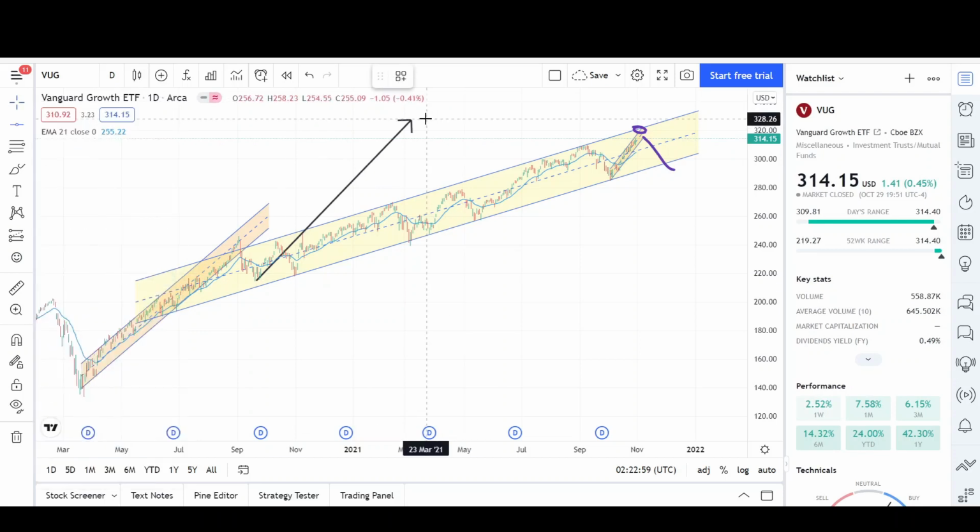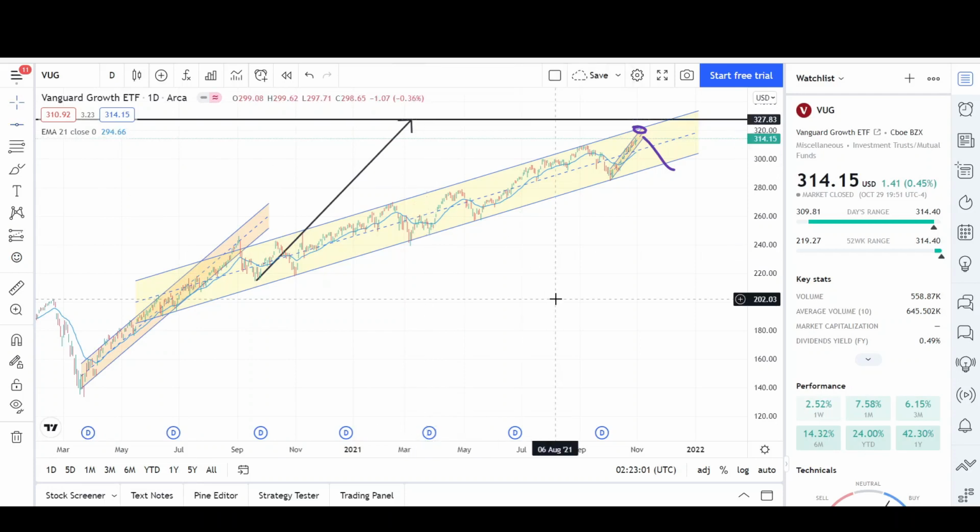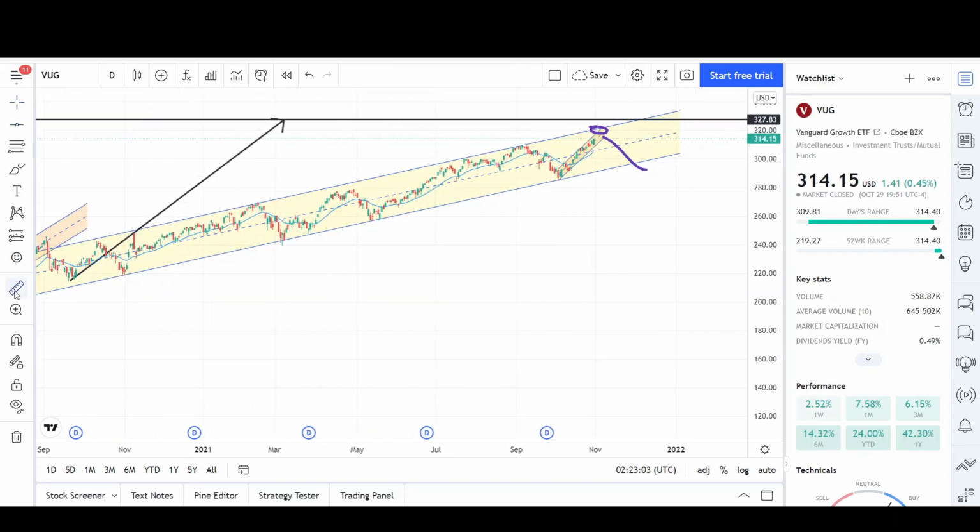So we're pretty close to it, so there's not that much gain to be made in my eye. It looks like if you were to buy right now, which I would not recommend because we're at the top of the channel and we're getting far away from the EMA, that's about a 4% gain.